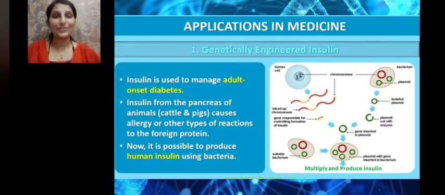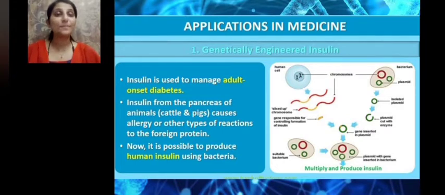We know what insulin is. Insulin is a hormone which is secreted by the pancreas. And what is the function of insulin? The deficiency of insulin causes diabetes. So insulin has a very major role in controlling diabetes. Let's learn about genetically engineered insulin. Insulin is used to manage adult onset diabetes.